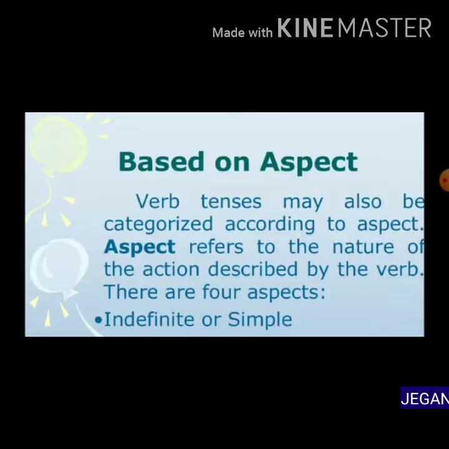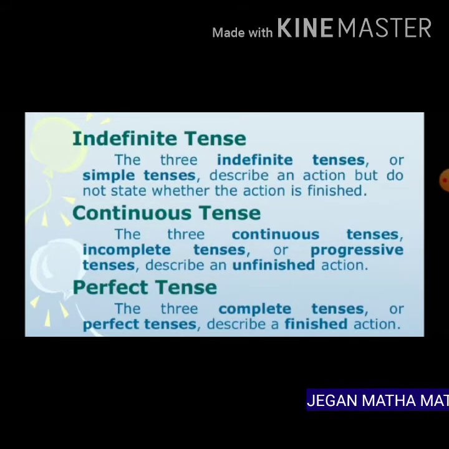Next, based on aspects. Verb tenses may also be categorized according to aspect, according to ideas. Aspect refers to the nature of the action described by the verb. There are 4 aspects: indefinite or simple. Indefinite tense.